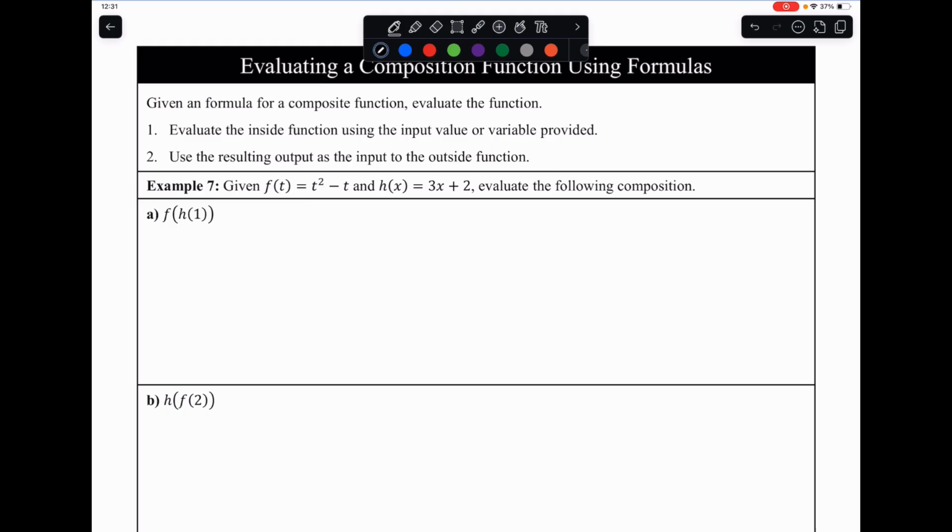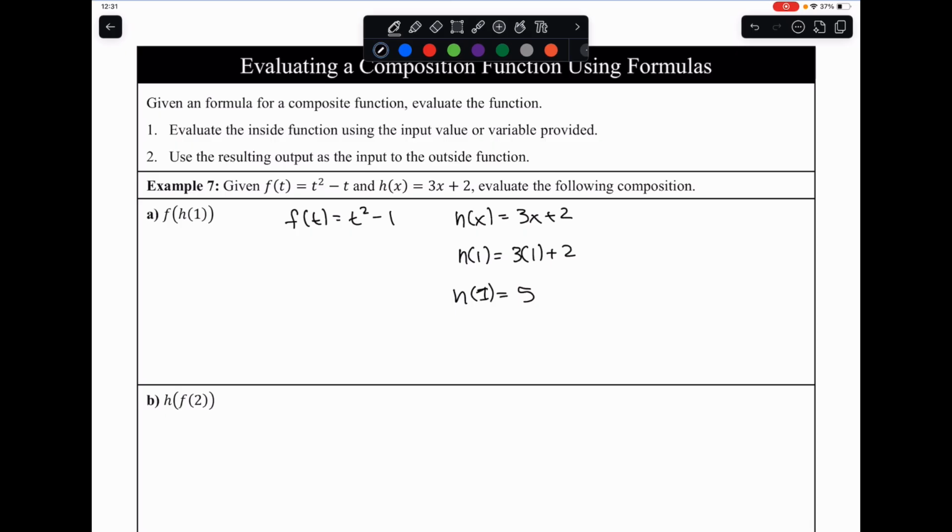So if I'm given my two functions, f of t equals t squared minus t, and h of x equals 3x plus 2, and I want to evaluate this composition, I'm going to start with the inside part first. So I'm going to first figure out what h of 1 equals. So h of 1 would be 3 times 1 plus 2, which is a total of 5.